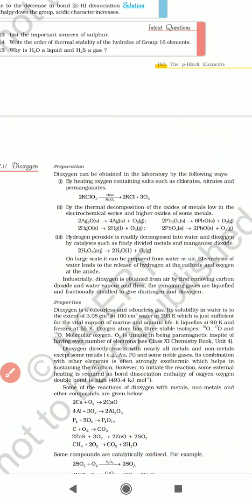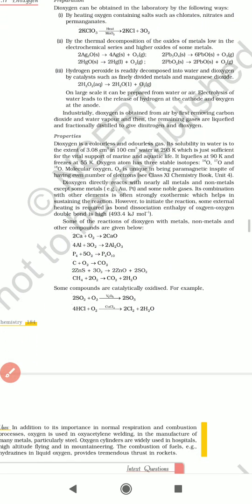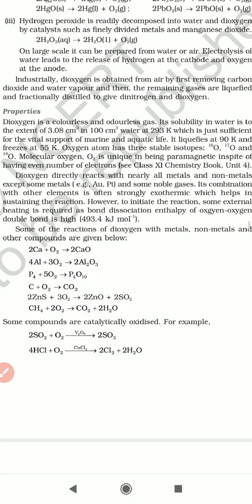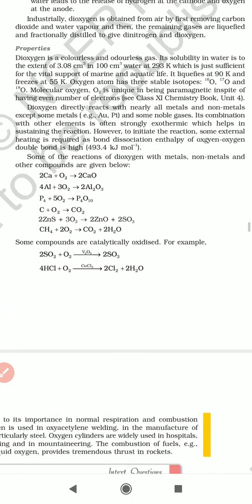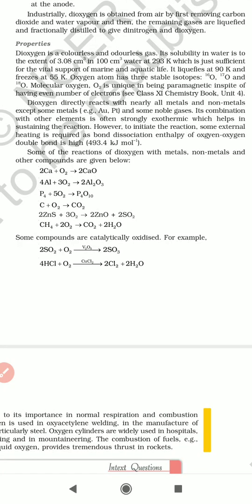Next one, let us see the properties. What are the major properties of dioxygen? Let us see that.